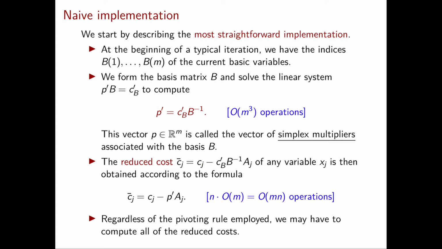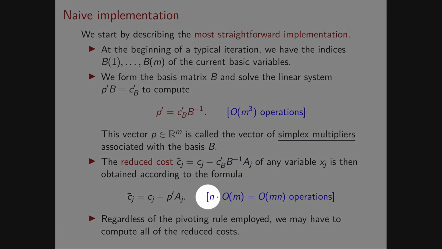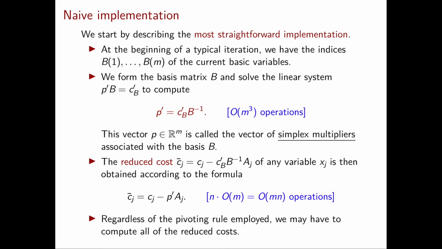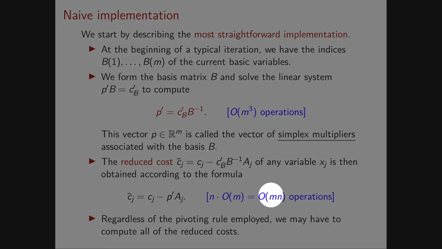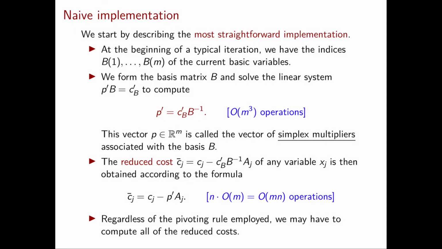Accordingly, to compute the reduced costs of only the non-basic variables, we only need n minus m times big O of m operations. However, this product still gives us big O of mn operations. Therefore, this simplification doesn't give us any better runtime asymptotically.